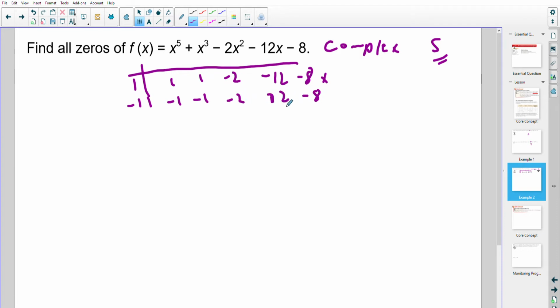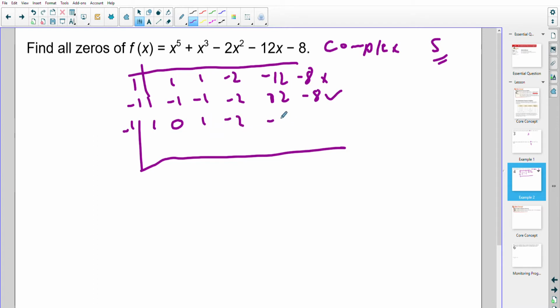You'll see that you get, I like adding the negative ones and comparing it to the positive ones, and you get 12 is 12, so it's 0. So -1 does work. So now what I want to do is use synthetic division on -1. Again, I'm going to remember to put my 0 down because there isn't an x to the 4th term. And this is going to be a long problem. There's no way around it.